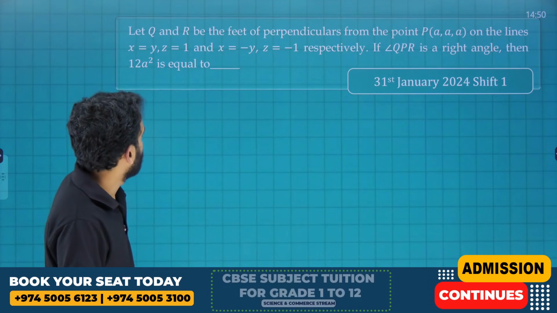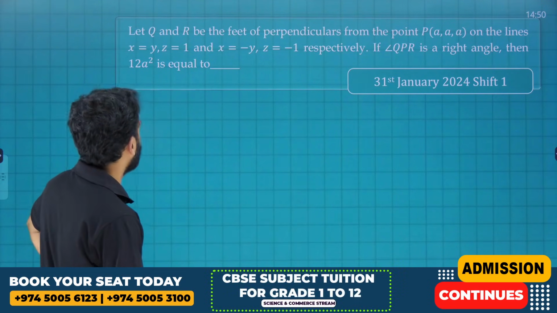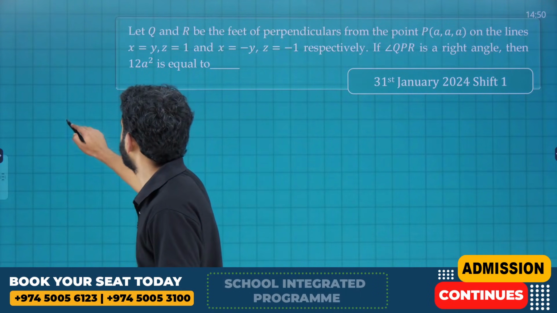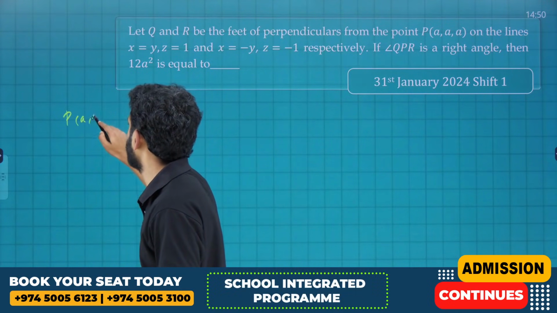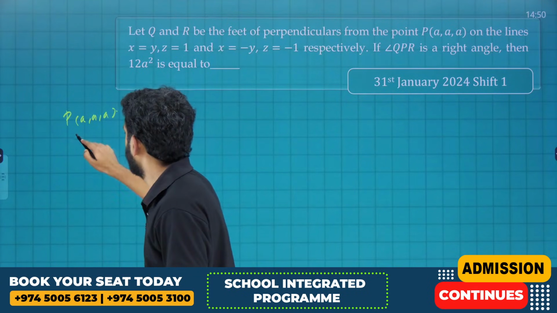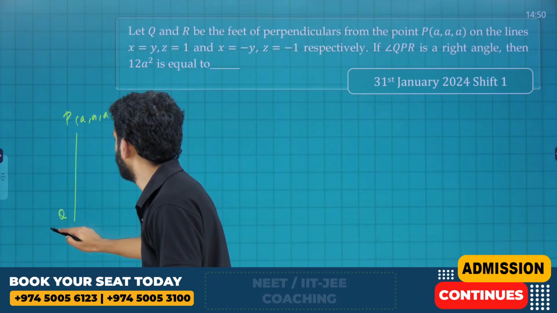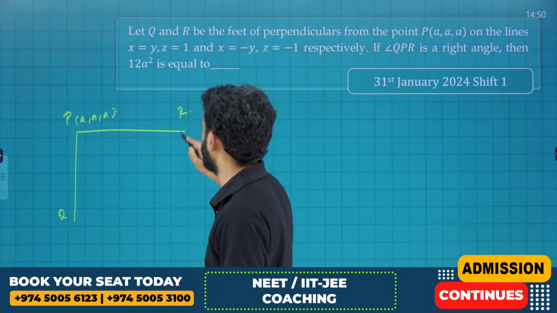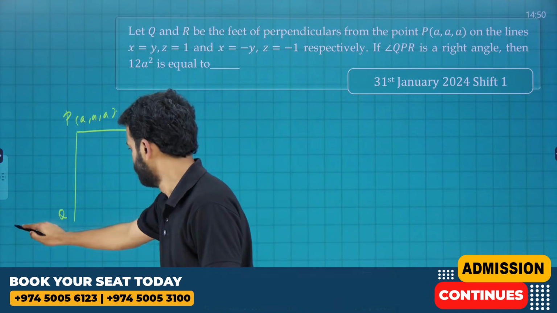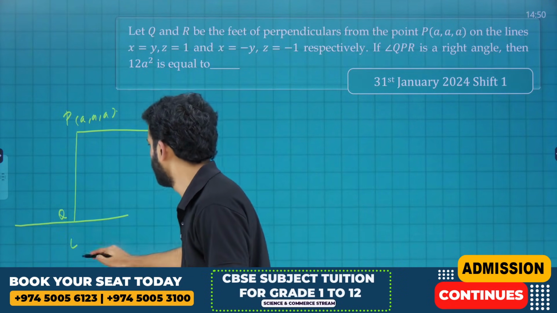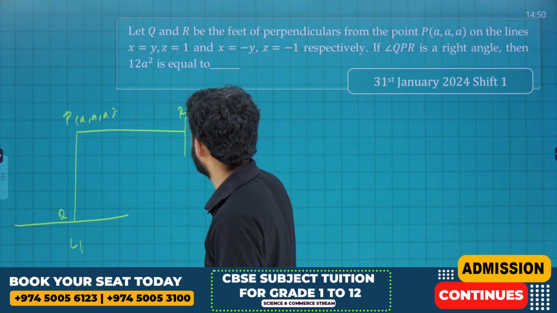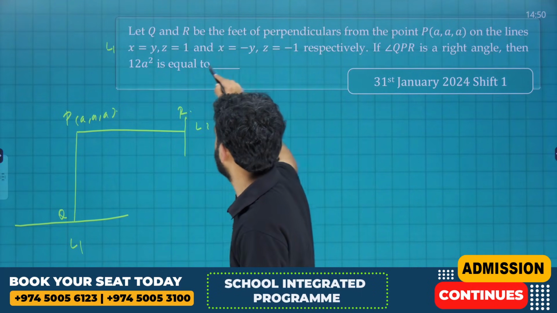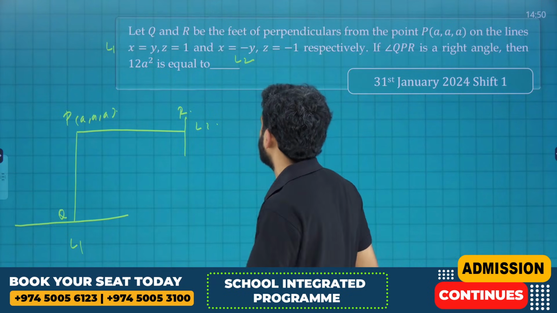Let's try and sort it out. Angle QPR is a right angle, right? Let's start from here. P is (a, a, a), Q is the foot of the perpendicular here, and towards here, R is the foot of the perpendicular to this line. We can mark one line as L1 and the other as L2. We can rearrange the lines first.